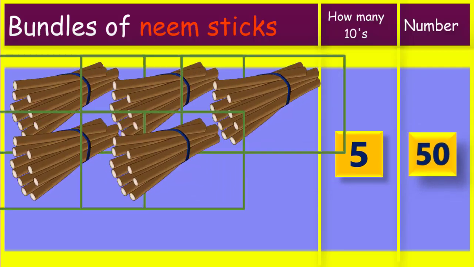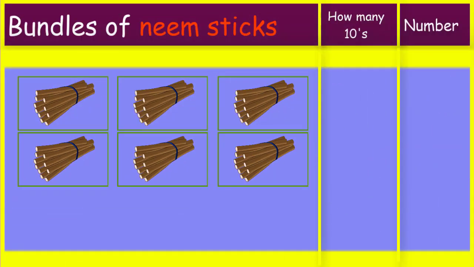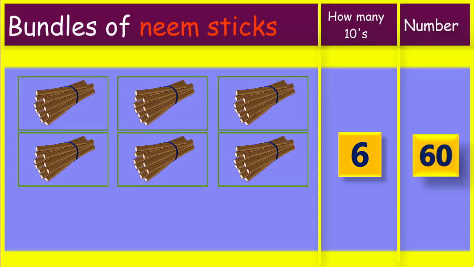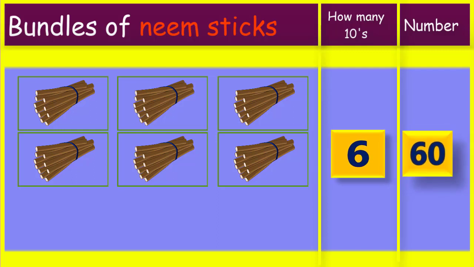Now see here. The number of bundles of name sticks is 6. So the number of name sticks is 60. 6 bundles have 60 name sticks. This is called 6 tens.